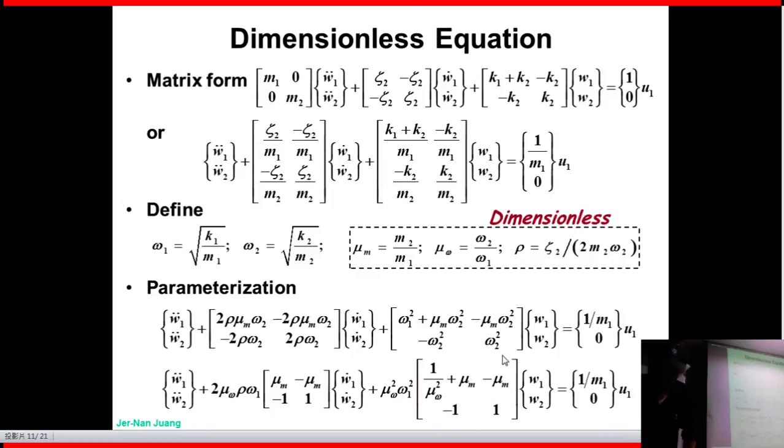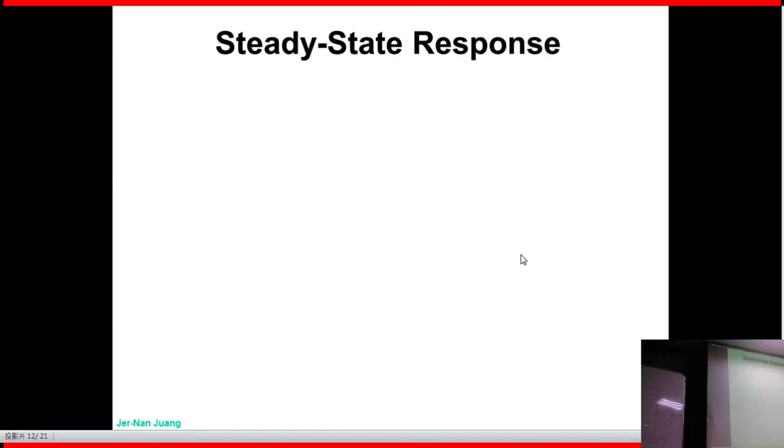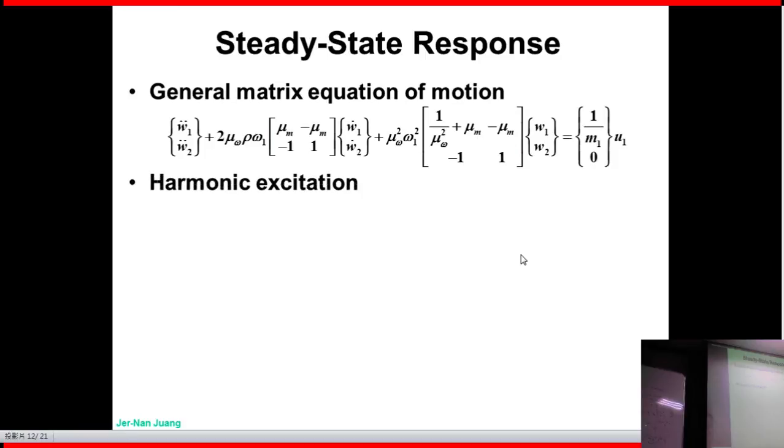So for design purposes, you always like to use dimensionless quantities, because if we know the ratio of mass, we know the ratio of frequency we have, and we know the damping ratio we're supposed to get, then we can look at this from the design sense. All right. Now, what is the harmonic? This is harmonic. This U1 is our harmonic excitation.